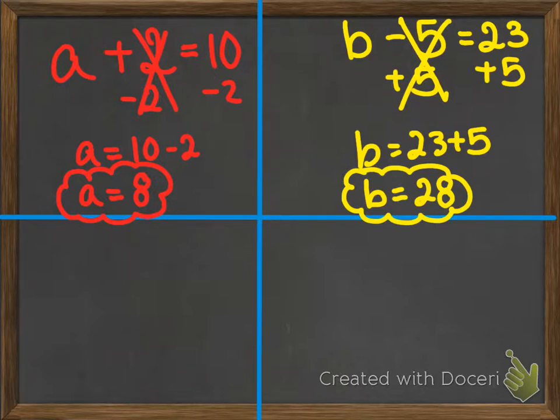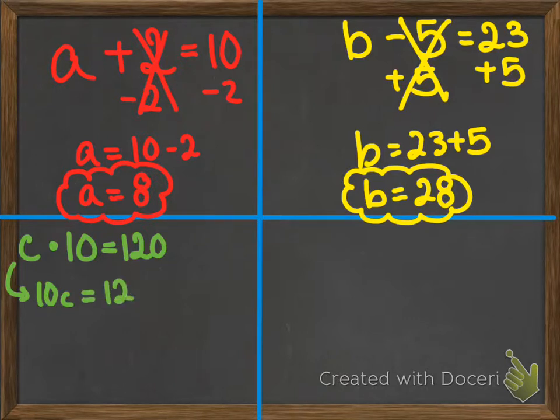All right. C times 10 = 120. This kind of looks weird. We'd never write it like that. You'd be more likely to see 10C, because C times 10 is the same thing as 10C. They mean the same thing. So I can change my equation to say 10C = 120.